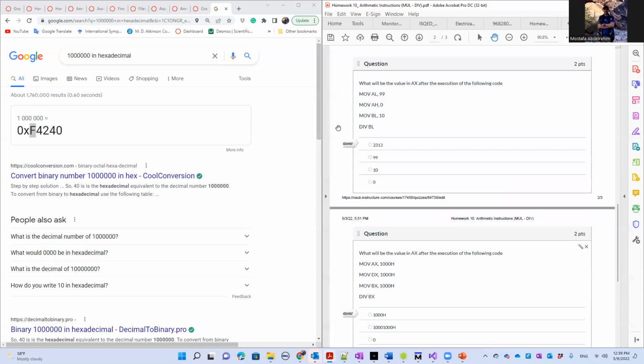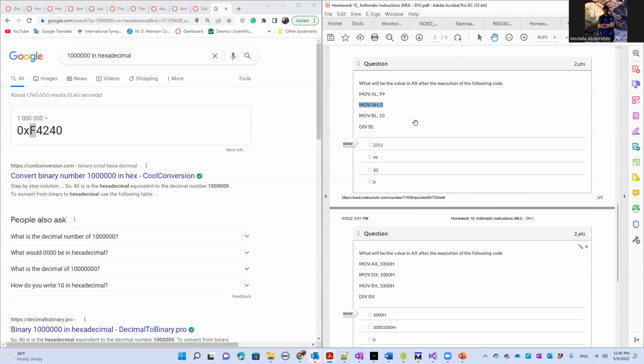The fourth question: what will be the value in AX after the execution of the following code? And now we have some division. So basically, I'm moving 99 to AL, moving 0 to AH, moving 10 to BL, and then div BL. This move AH, 0 instruction is very important, because this is, you know, a word.